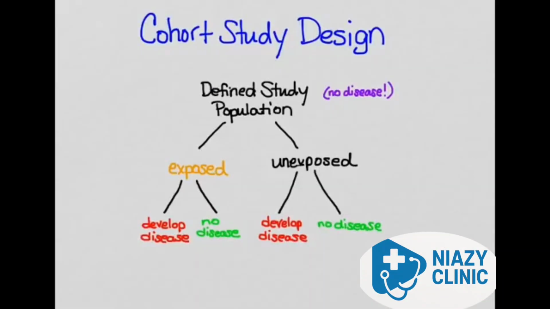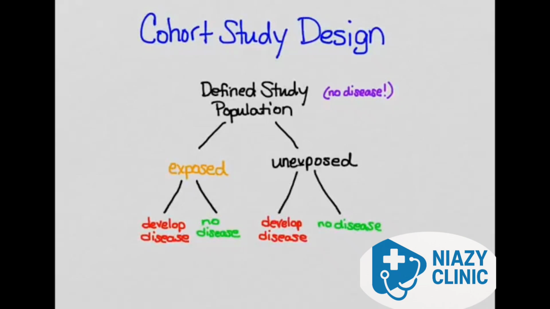Okay, so here's the design of a cohort study. We have a defined study population that has no disease, and then we divide the population into those who have been exposed to the risk factor or protective factor we're interested in, and those who were not exposed. And then we follow them over time, and we note whether they develop the disease or not.